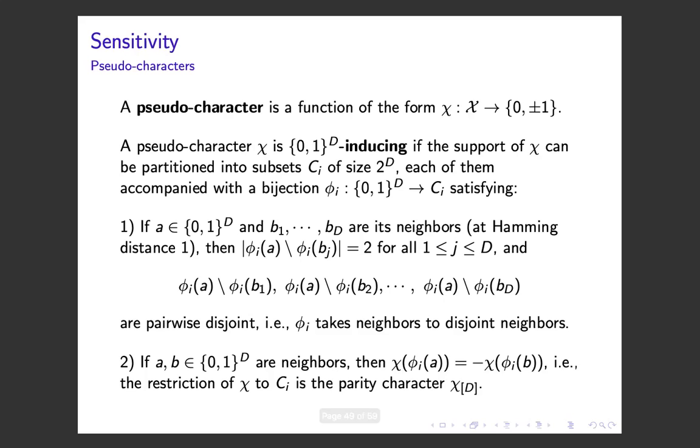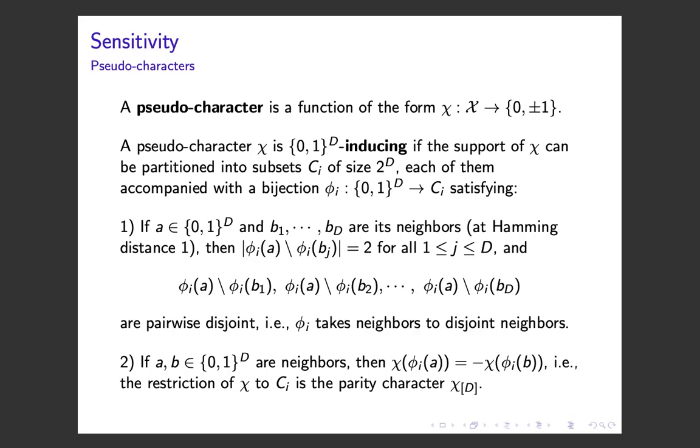The second requirement is that if I take 2 elements of my D hypercube that are neighbors, and I take their image under phi sub I, and then I evaluate chi at these points, then I see that chi behaves like the parity character, which we're calling chi D. So this is what we mean by a pseudocharacter masquerading as a character.